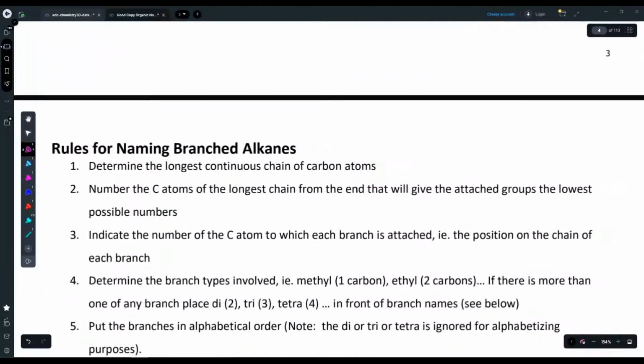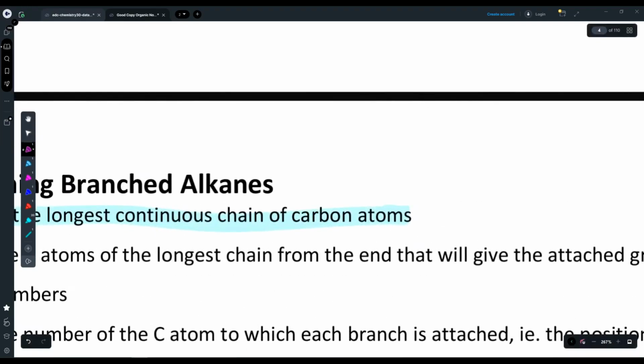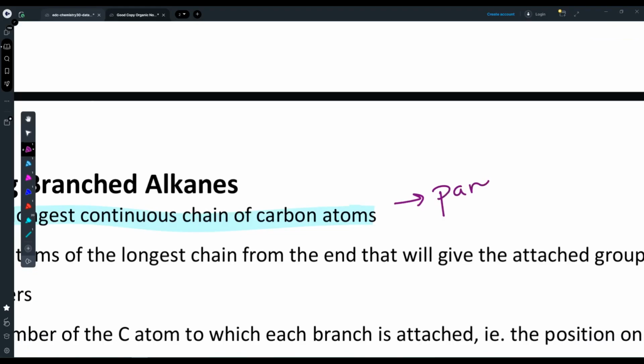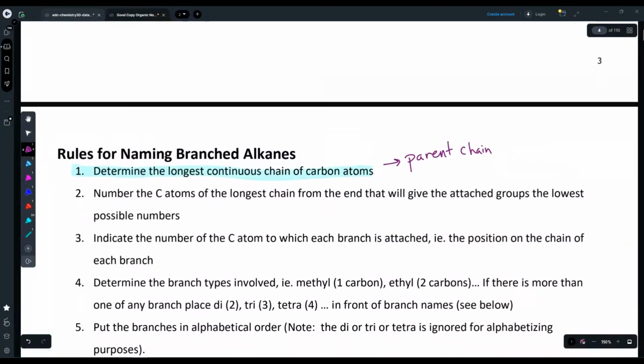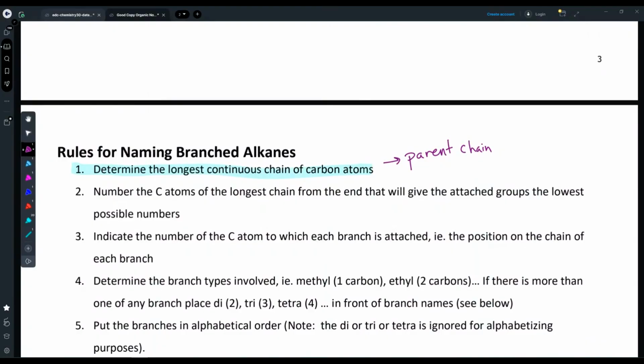All right, so let's get into the rules for naming branched alkanes. Okay, so step number 1, you're going to want to figure out what your parent chain is. As a reminder, the parent chain is the longest continuous chain of carbon atoms. Okay. For step 2, we're going to number the carbon atoms of your parent chain from the end that's going to give the attached groups the lowest possible numbers.